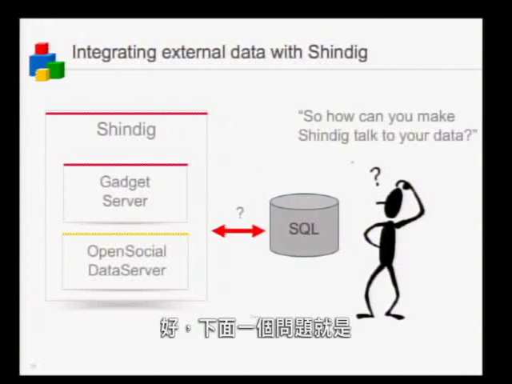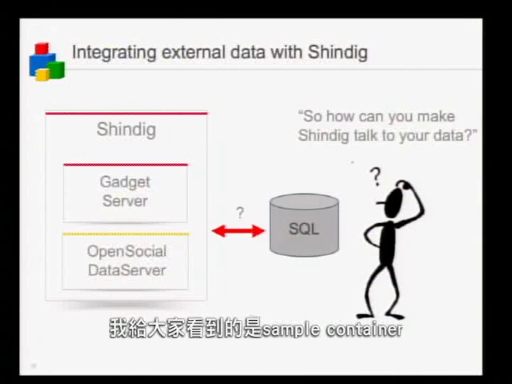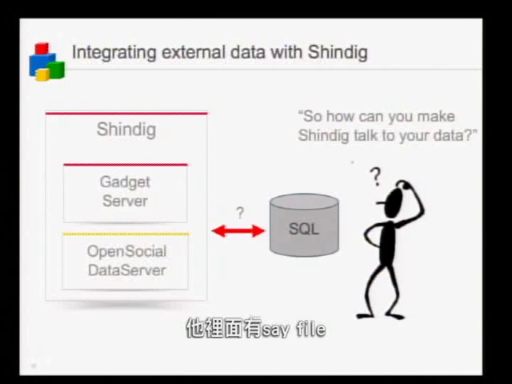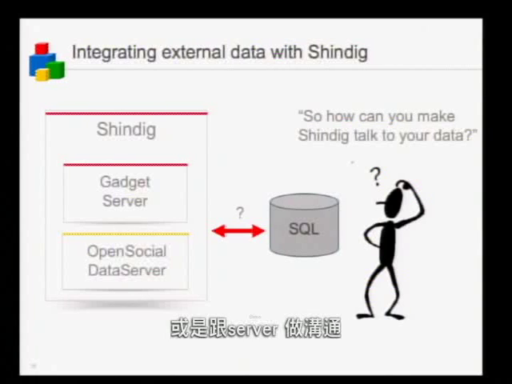So the next question is integrating to your own external data. This is very important. As you saw earlier in the example, I was just using stored state data. In the previous example, I was just showing that sample container, which used a state file. It was just an XML file, but typically you would want to integrate it into a backend solution. So how would you do that? How would you actually plug in Shindig to talk to a backend database or a backend data source? In this case, it's relatively straightforward, and I'm going to lead you through the steps that you would go through to do that.